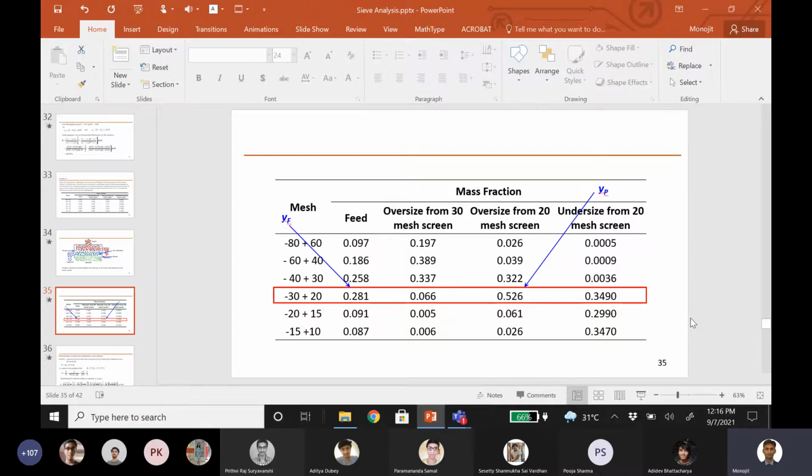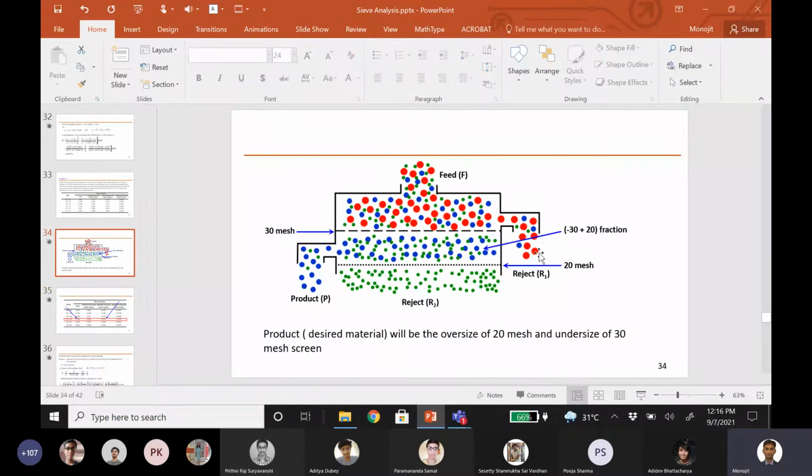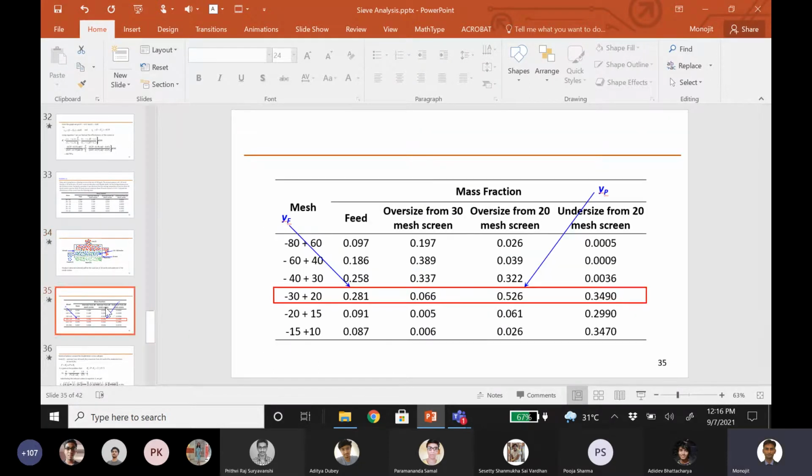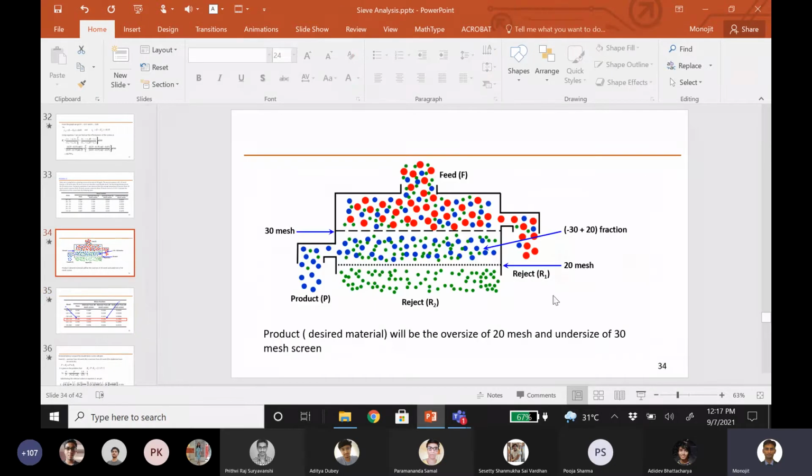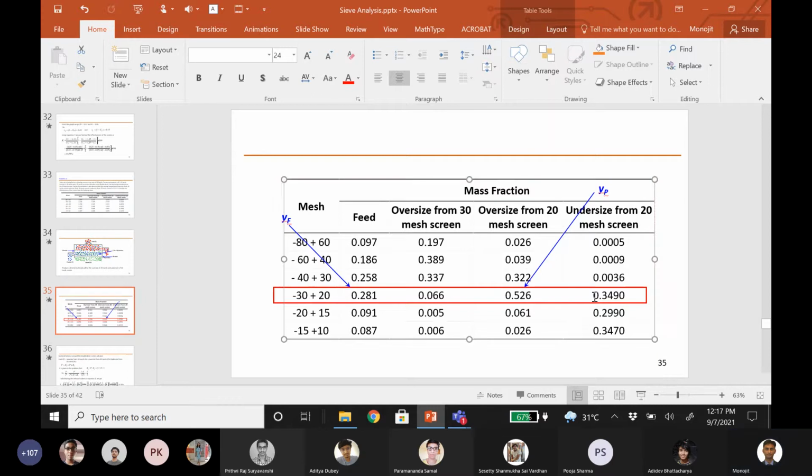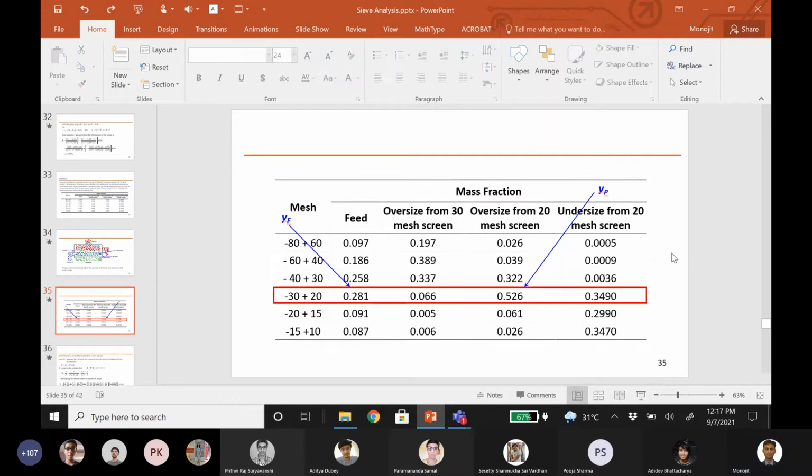So what are our rejects here? One is the undersize from this one, and another one is this one. Now we have two pieces of information. One is the oversize from the 30 mesh screen that we get as R1, and we have the undersize from the 20 mesh screen that we get as R2. Now can we calculate the YR based on these two pieces of information?